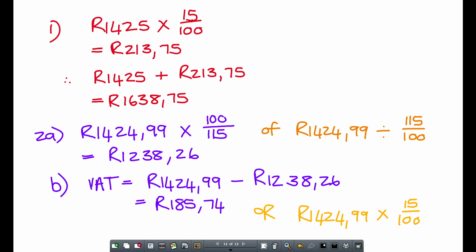Right. So at B, that was your second option. Nee, om net te gaan maal met 15 op 100. Is julle reg daar? Any questions? Goed. Number 3.